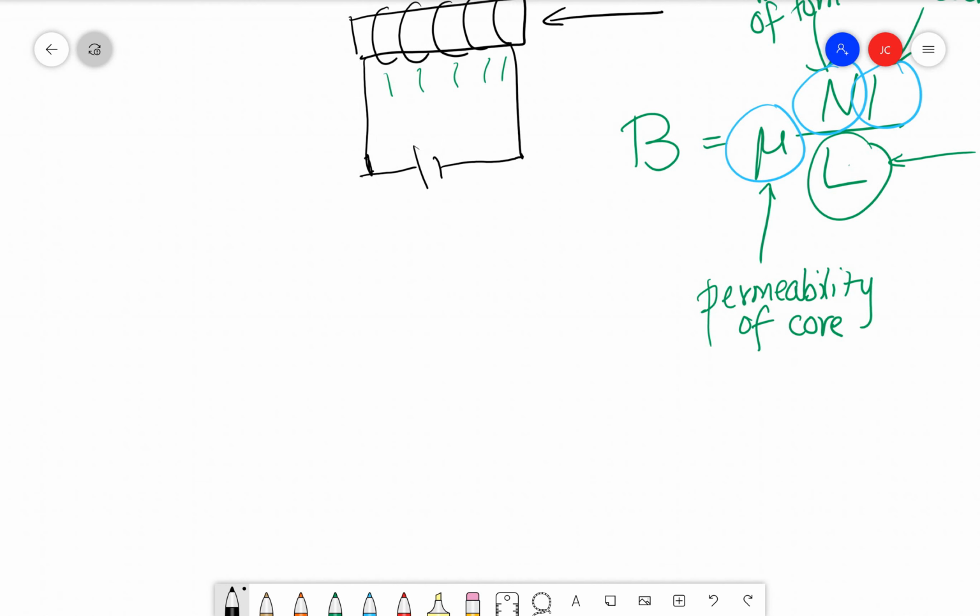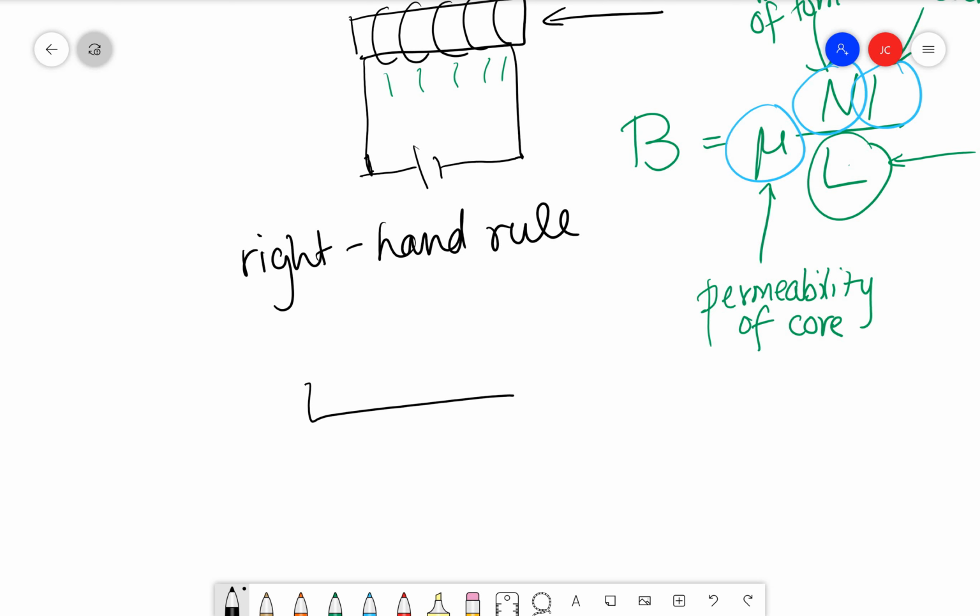Finally, solenoids have a right-hand rule, but it's different than the right-hand rule for straight conductors. This time, it's almost the exact opposite. If we have a solenoid here, that's going like this, this is what you do. You take your fingers and you curl them in the direction of the current flow.